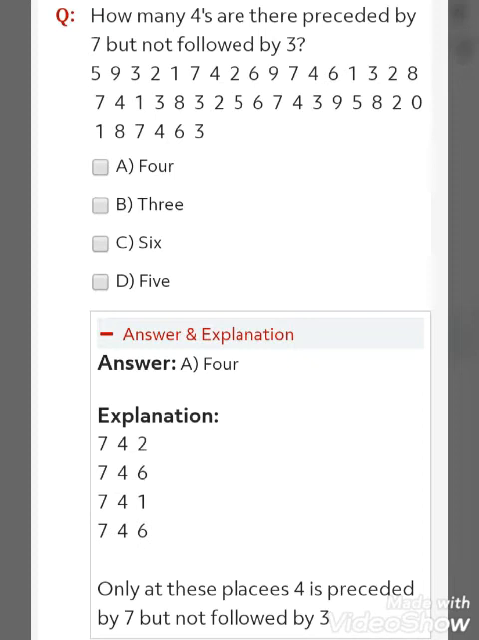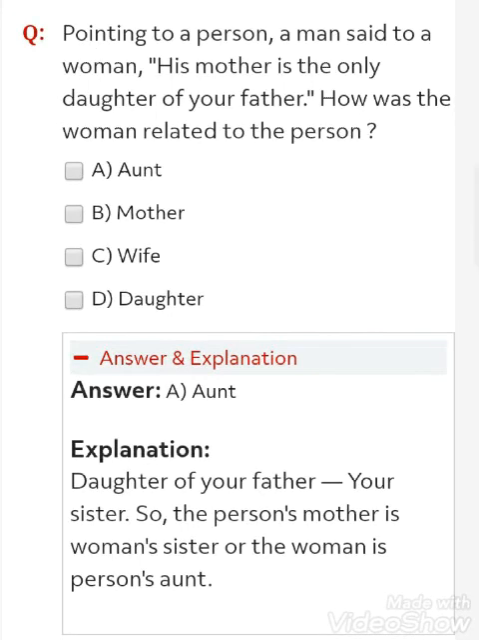Answer and explanation over here is, the answer is 4 and the explanation is here: 7, 4, 2, that is one pair, one set of numbers; 7, 4, 6 one set; 7, 4, 1 one set; and 7, 4, 6 one set. Only at these places 4 is preceded by 7 but not followed by 3. Only on this set of numbers 4 is preceded by 7, means 4 comes after 7.